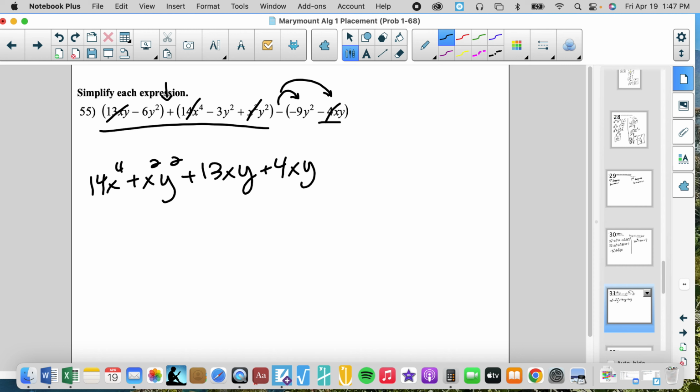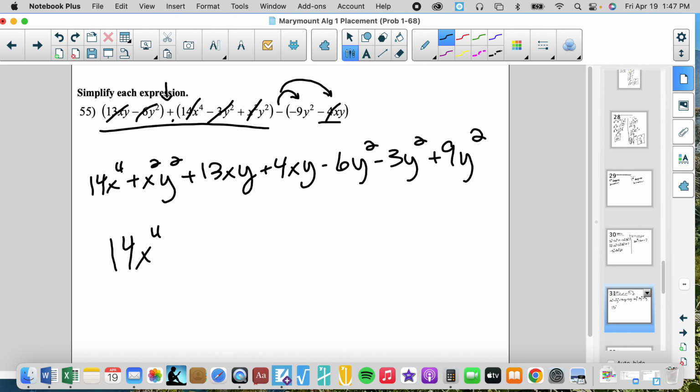Now we have y variables as our fronts, and that's negative 6y squared. Got that taken care of. Minus 3y squared. Sign doesn't change because it's a positive. And then we have plus 9y squared. Now everything is in order.